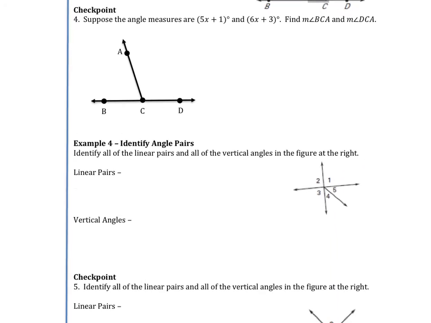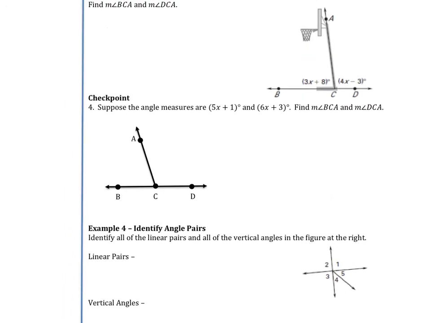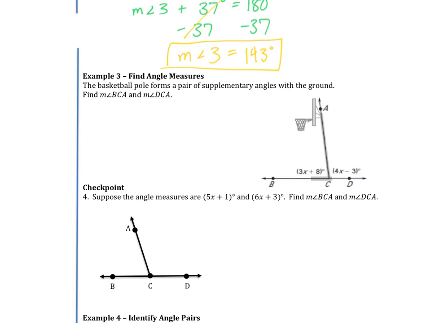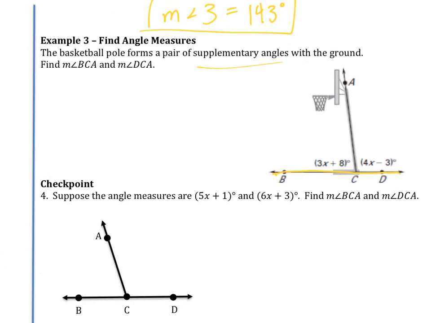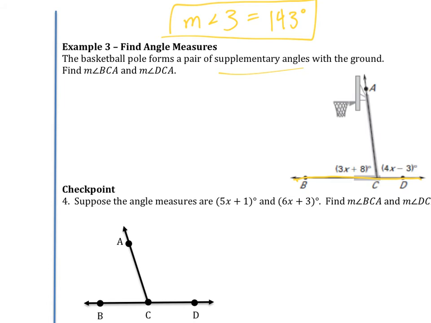Okay, and then we have a couple more examples. We're going to skip some checkpoints here. The basketball hoop one. The basketball pole forms a pair of supplementary angles with the ground. They also form a linear pair. Notice that they form a straight line. So what we want to do is find the measure of angle BCA and the measure of angle DCA. So these two angles form a line and they're supplementary, which means they must add up to 180. So that means this side and this side add up to 180.